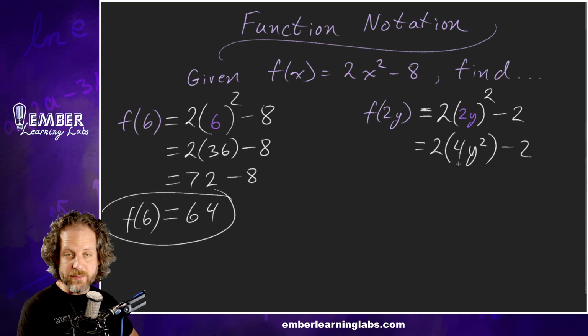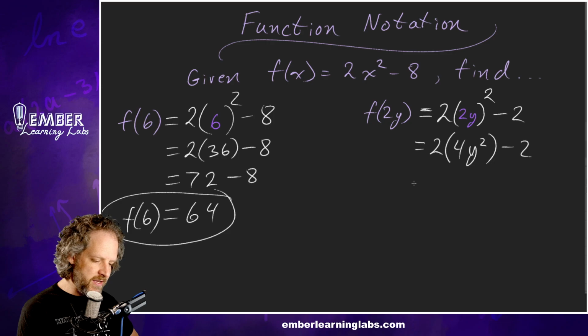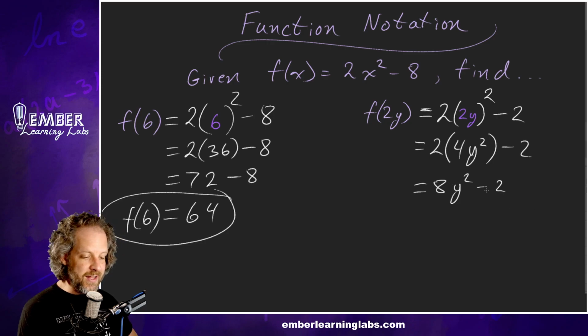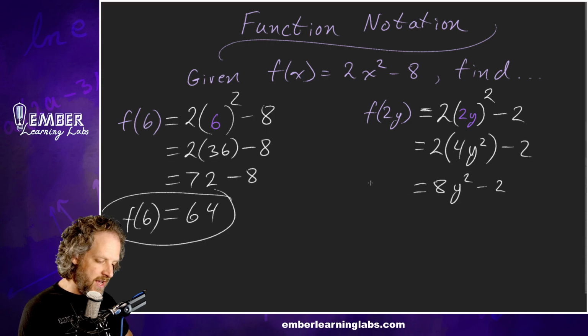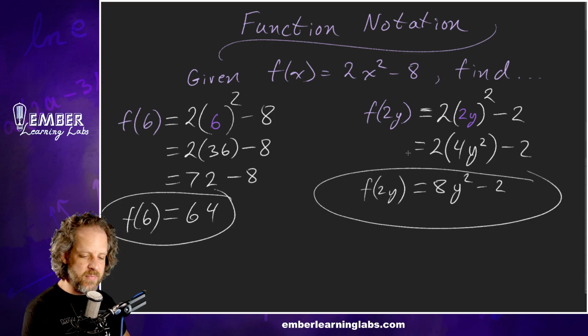So we've got these guys multiplied. 2 times 4 is 8. So 8y squared minus 2. Those are not like terms. That's as simple as it gets. f of 2y is 8y squared minus 2.